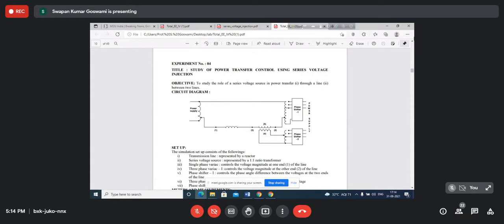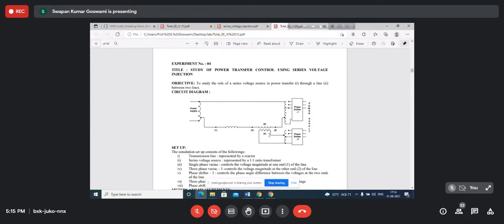The series voltage that is being added is actually a voltage added at a certain angle. Unless you add the voltage at some angle, that means there should be some angle difference. Otherwise, the transfer of power will not take place. It is a voltage being added in series, so this phase shifter is implementing some phase shift. Because of this phase shift, a power is flowing from this end to this end, or from this end to this end.